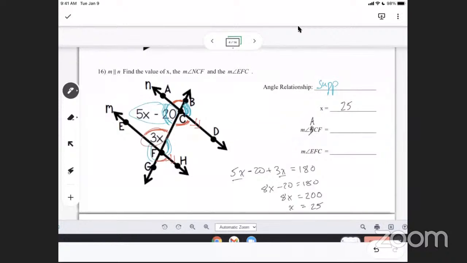Okay. So this is 75. And what was the other one? I think it was 105. Yeah, you got it. There you go. And that's it.